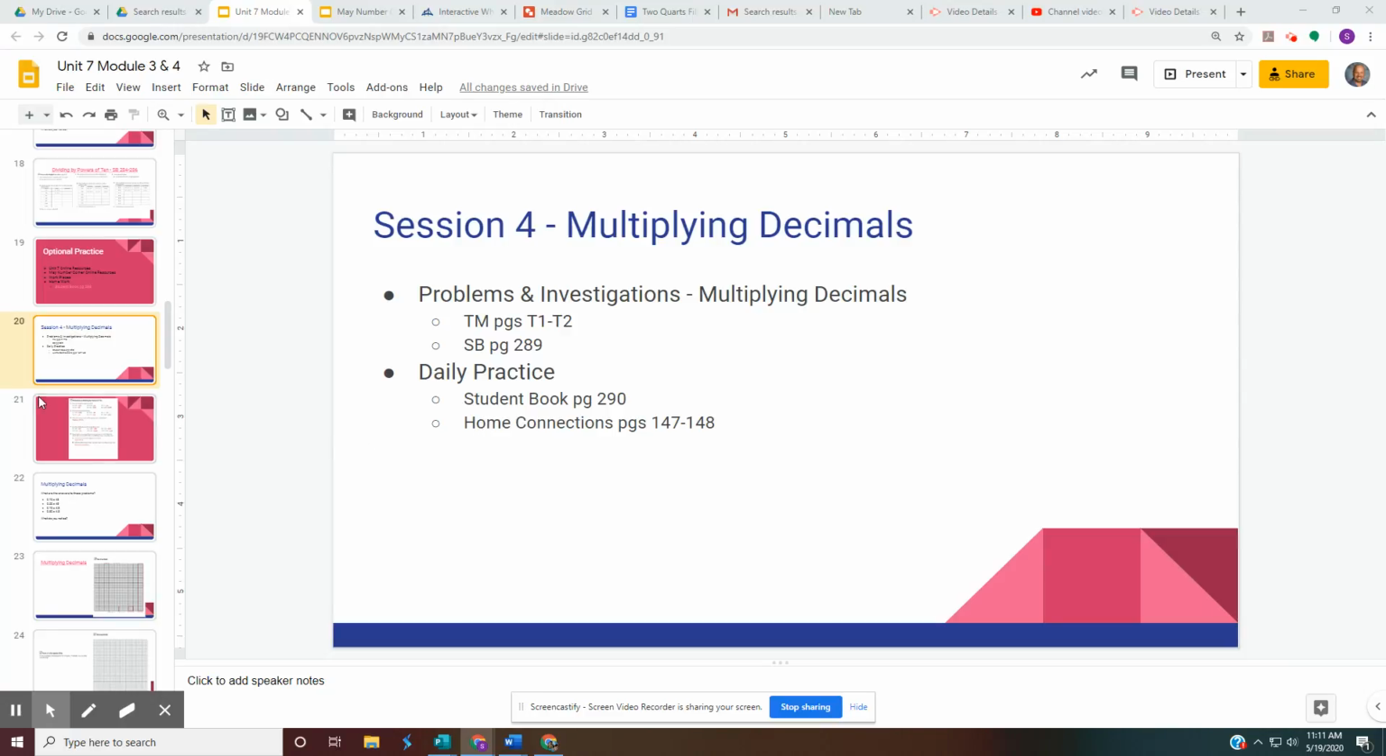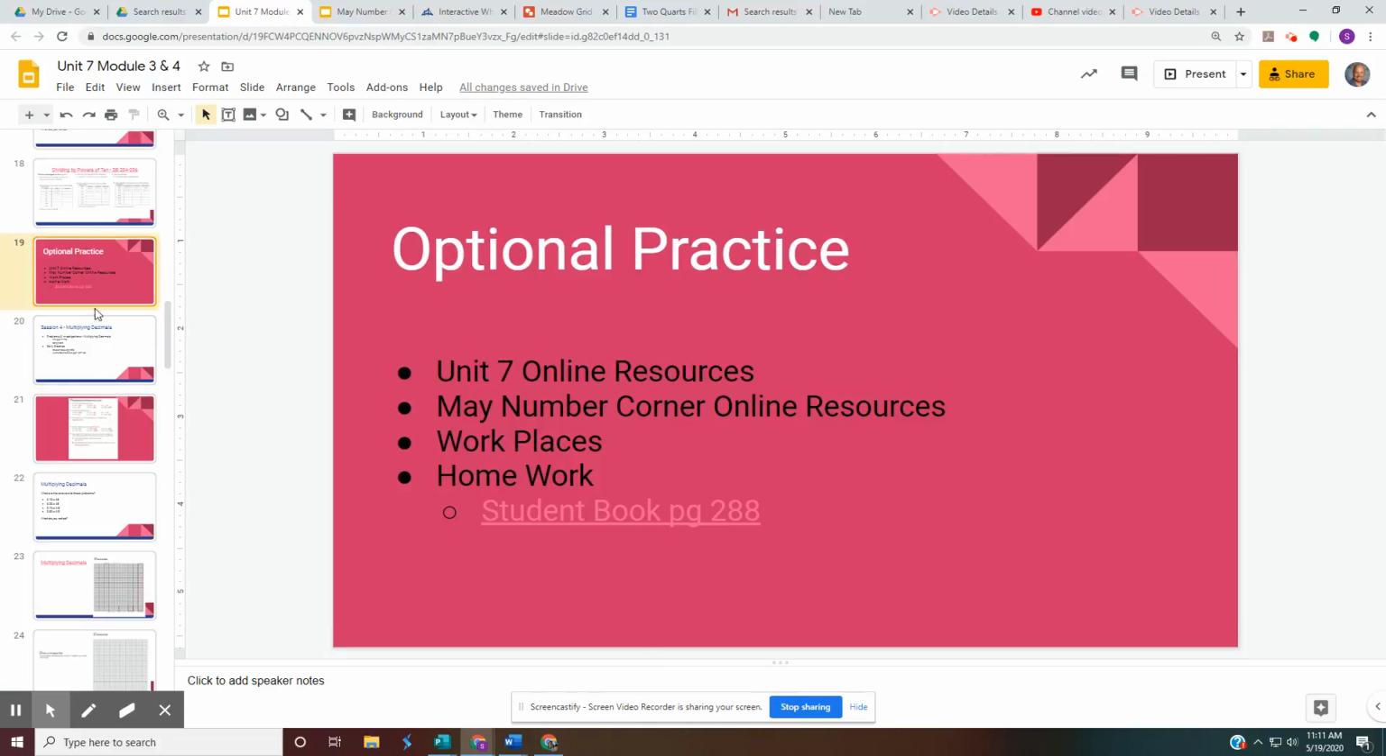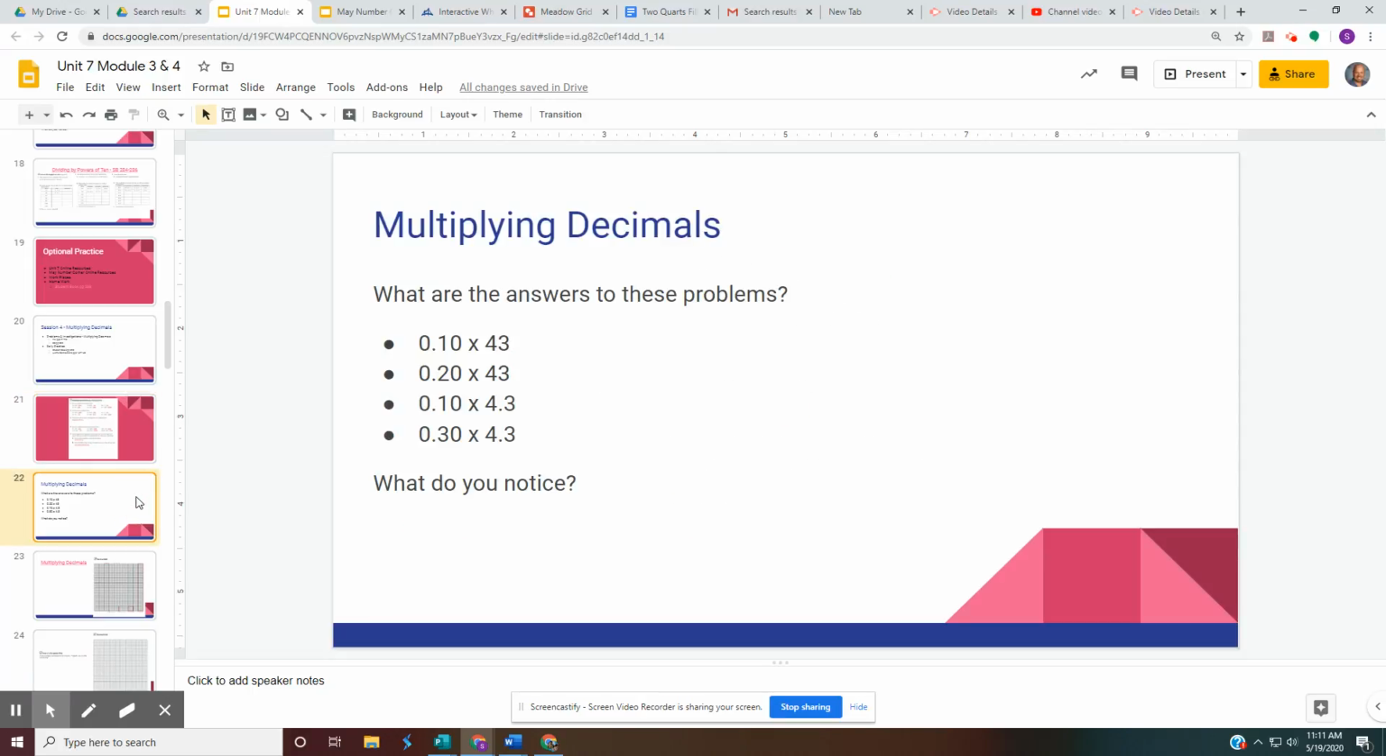But before we get going, let's make sure you get out your student book, page 288, and check over your answers. If you did not have the answers written down, go ahead and make those changes. If you have any questions on how we came up with those answers, please get in contact with us as soon as possible. All right, so now multiplying decimals.